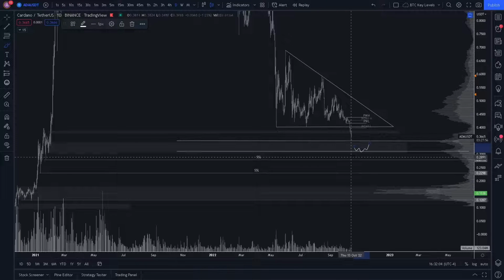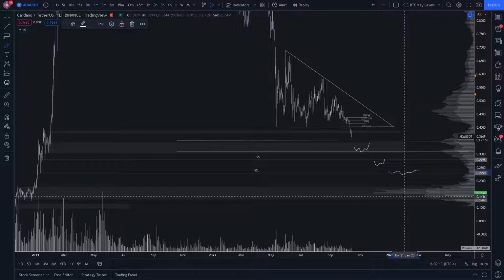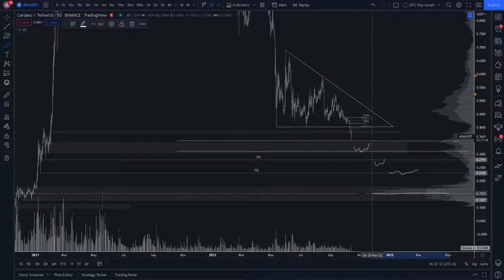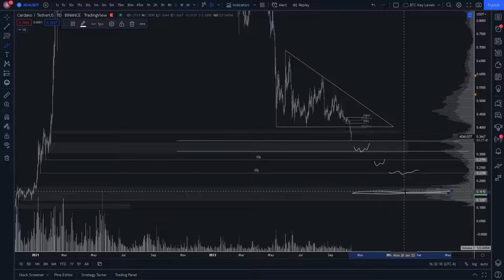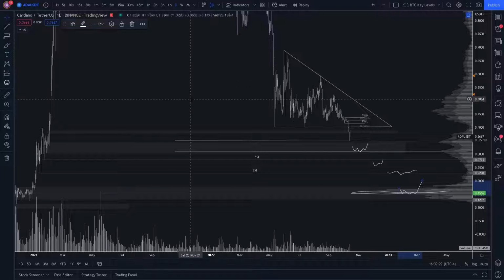If we do end up taking all of this liquidity right here and price action does chop down, this giant node of volume right here, on top of being inside an order block and all of the sell side liquidity being taken, or sell stop liquidity, this would also be a great area to long.